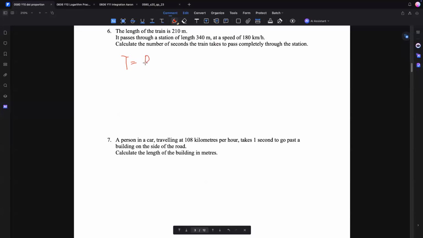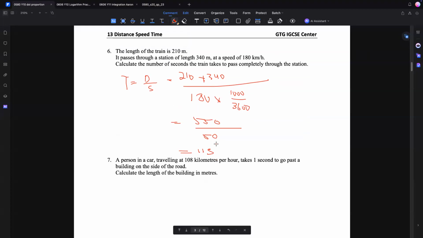It's going to be distance over speed, right? And then 210 added with 340 divided by 180. You have to convert this to meters per second, so times 1,000 divided by 3,600. Okay, and then what is your final answer? Your top is going to be 550. Your bottom is going to be 50. Okay, 11 what? Seconds. Okay, did everyone get 11 seconds? Okay. And next one.